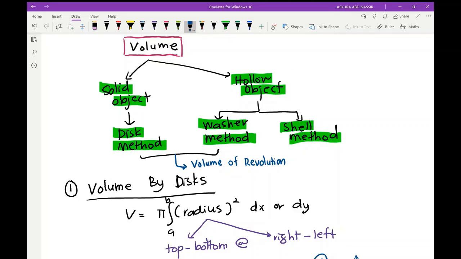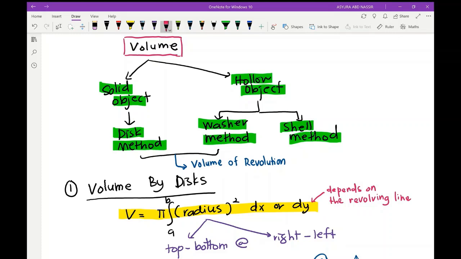We will start with the volume by the disk method. For the disk method, the formula is given by V equals pi integration of radius squared from a to b. It can be dx or dy, depending on your revolving line.